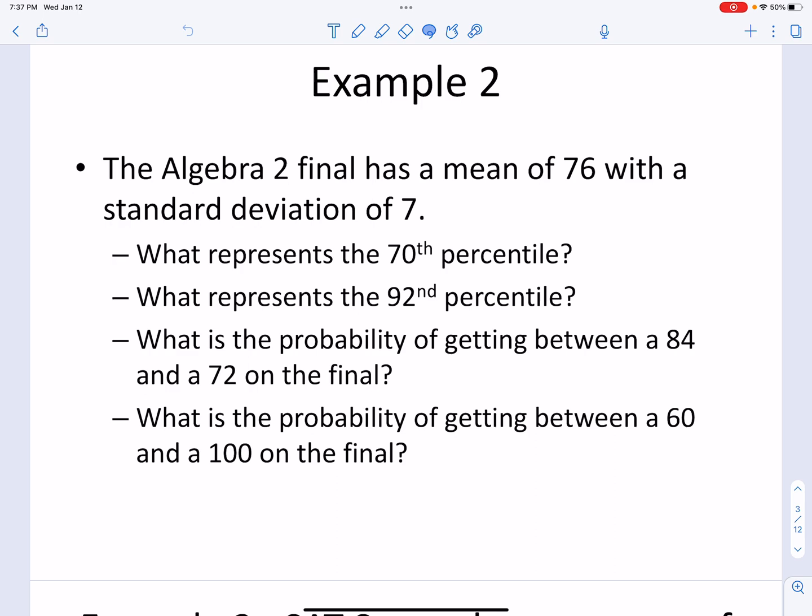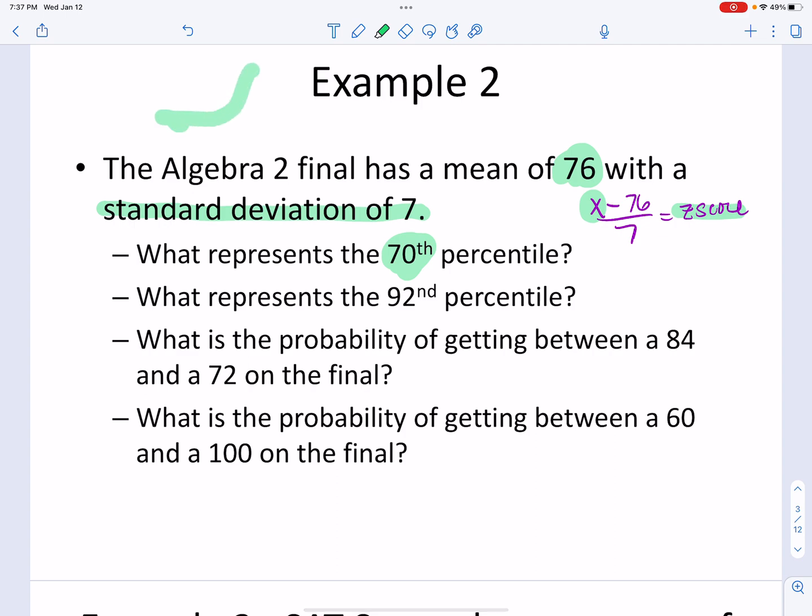So this is some of the examples. Okay, this says an Algebra 2 final has a mean of 76 with a standard deviation of 7. So we know you take the data point minus the mean and divide by the standard deviation, and that gives you the z-score. Okay, well, we don't know, so we have two variables in this question, right? We don't know the z-score, but we know they want to know the 70th percentile.